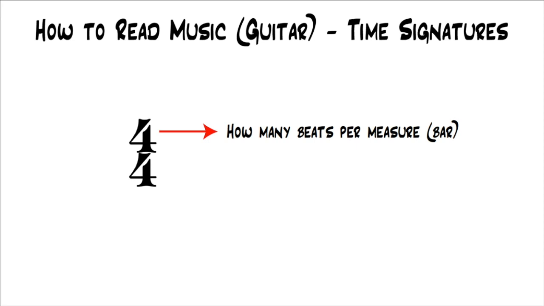And this number can be anything. The most common thing you're going to see is a 4, but it could be anything. It could be 5, 6, 7, 8, 9. Any number could be on the top. And what the beat is, is the pulse of the song. So just like humans have a pulse, the beat is the pulse of the song. So it's what you feel.